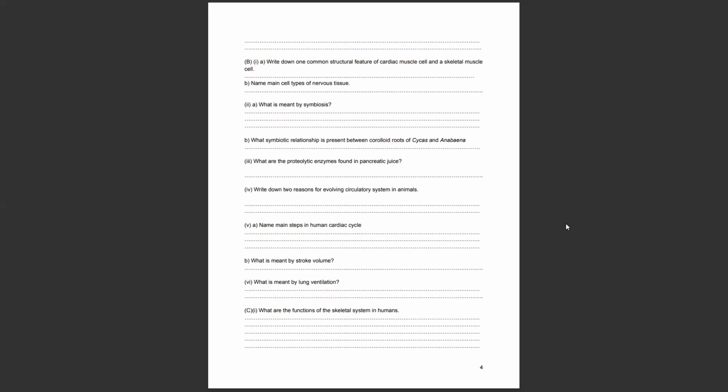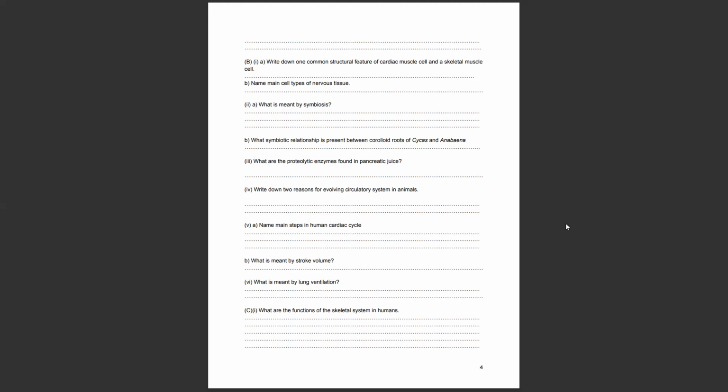Part B. What is meant by stroke volume? Amount of blood pumped by a ventricle. By a ventricle, it's very important there. A ventricle only, during a single contraction. Amount of blood pumped by a ventricle during a single contraction. 1 mark. Roman number 6. What is meant by lung ventilation? Alternating movement of air into the lungs, that means inhalation, and out of the lungs, exhalation. 1 mark.